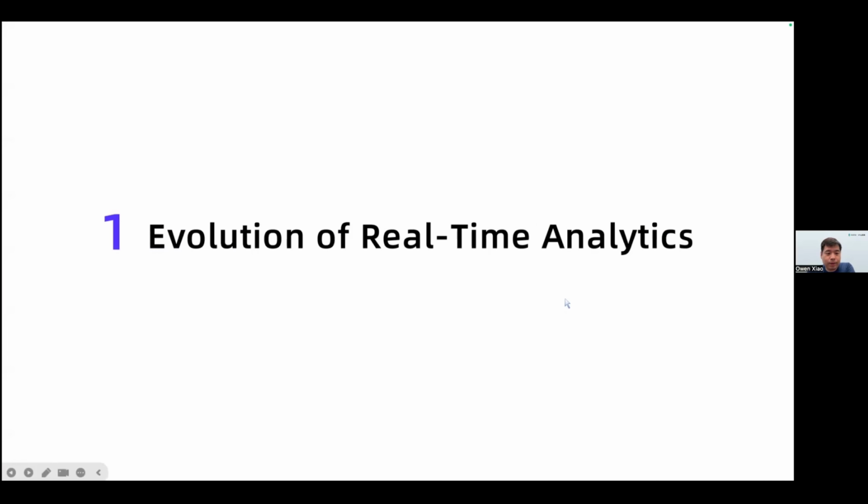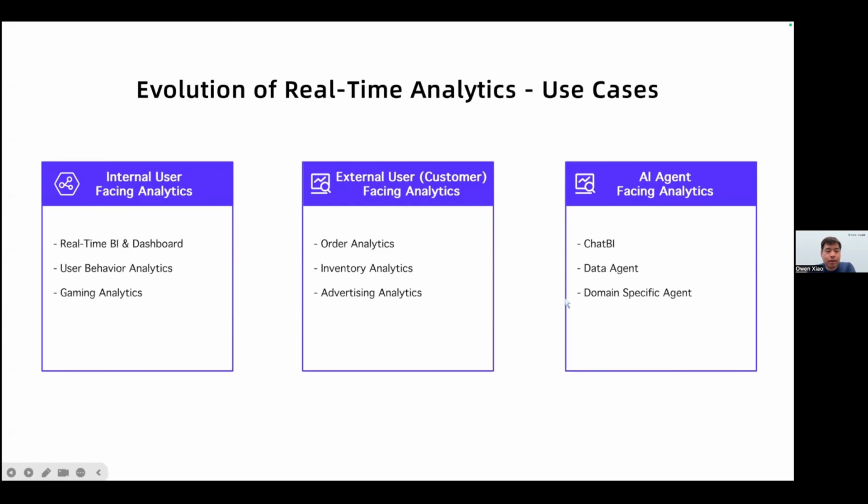So let's first start with the evolution of real-time analytics. The real-time analytics has its evolution from three stages, from the internal user-facing analytics to external-facing or customer-facing analytics, and now the AI agent-facing analytics. For the internal user-facing analytics, the typical use case is BI and dashboard, and some kind like user behavior analytics is designed for users inside the company.